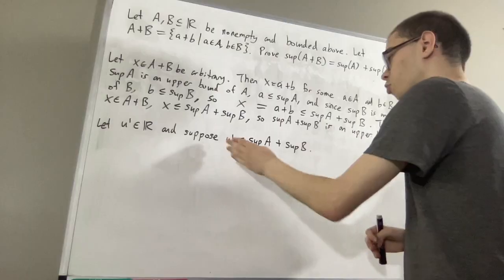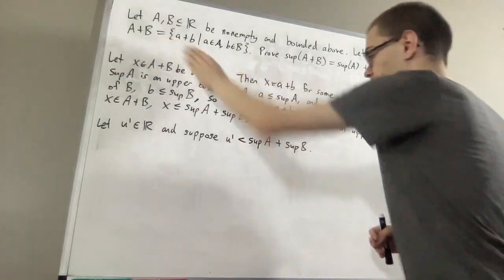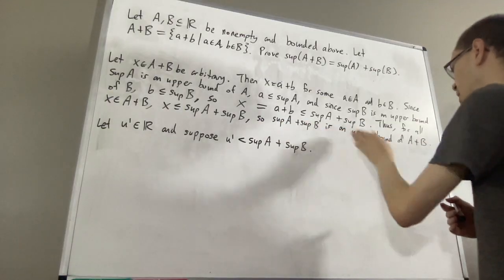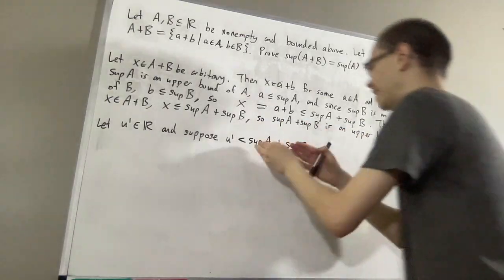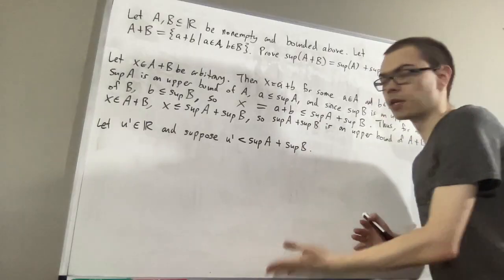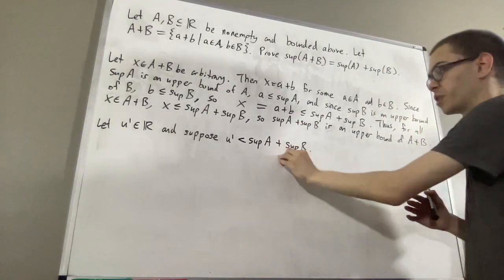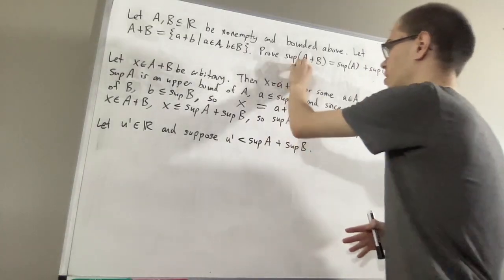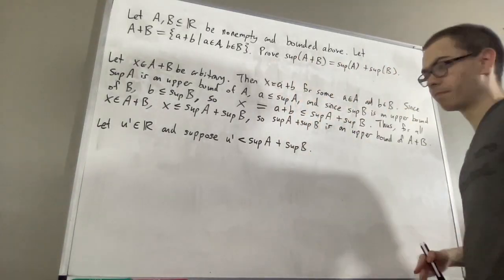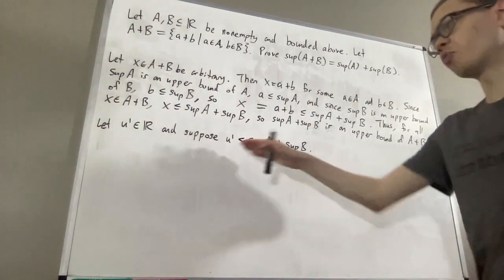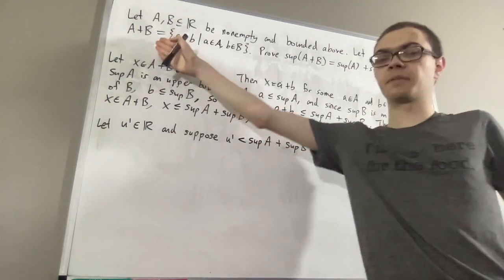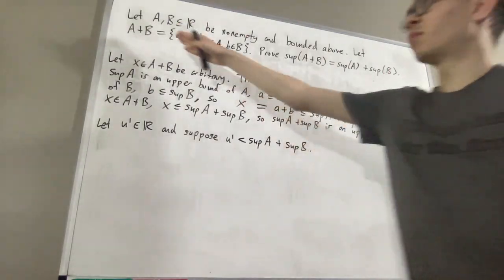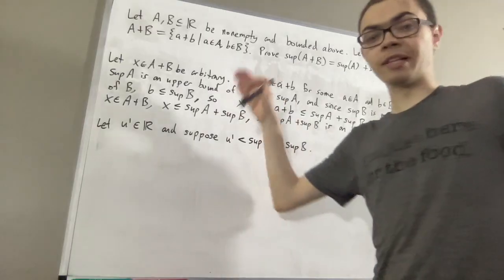So from here, we'll show u prime is not an upper bound of a plus b. Because if we do that, well then we have supremum of a plus supremum of b is an upper bound of a plus b, but then anything less is not an upper bound of a plus b. So that proves supremum of a plus supremum of b is the least upper bound of a plus b, and hence it's the supremum of a plus b. So how do we show u prime is not an upper bound of a plus b? We want to find an element in a plus b such that u prime is strictly less than that element.